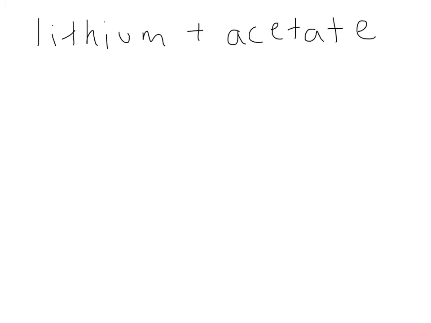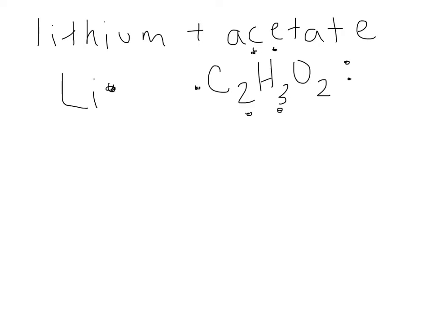So if I have a reaction that places lithium with acetate, I first write my Lewis structure for lithium. Lithium is in group 1. It has 1 valence electron. Then I write for acetate, C2H3O2. It has a -1 charge, so it means it wants one more electron. So all electrons are going to be paired except one. So it has one open spot.